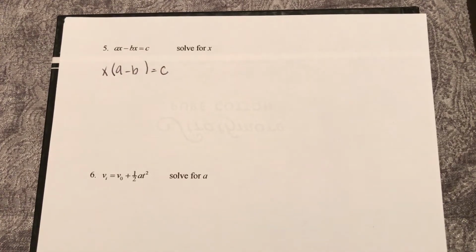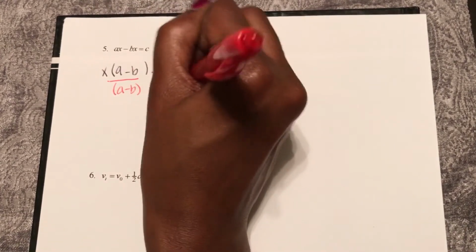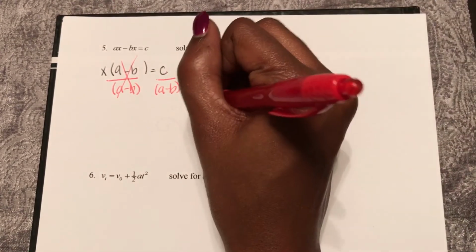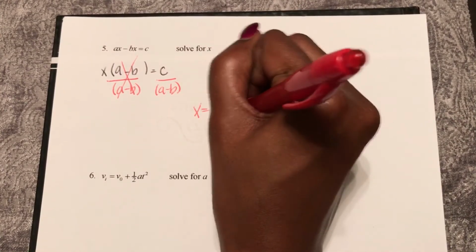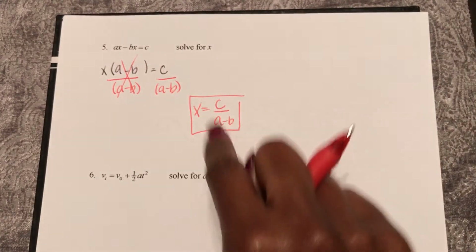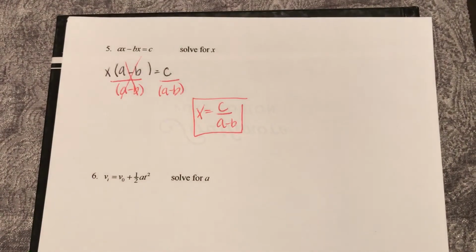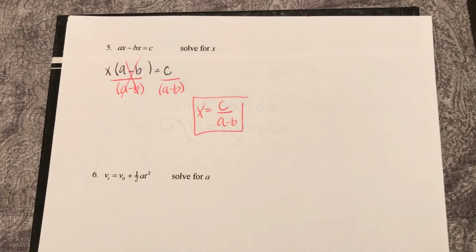So now what I can do to isolate x is all one step, divide by that quantity, a minus b. That cancels. X equals c over a minus b. That is a very useful backwards undoing of distributive property, also known as factoring. So keep that in mind.